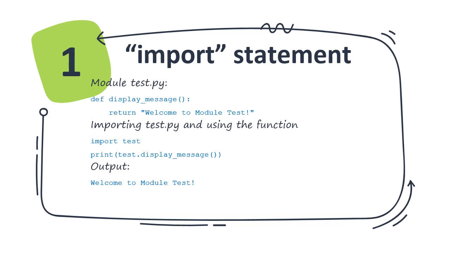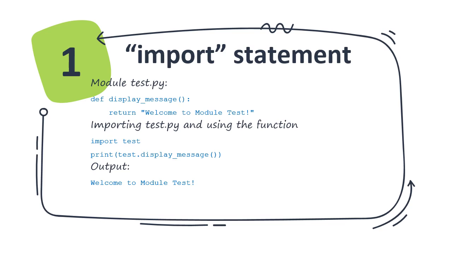Here is an example, module test.py. So that is our module test. It has a function inside, def display message. So that is our code inside the module. def is the keyword to define or create a function. Then what is that function to return? Welcome to module test. So it returns a statement.